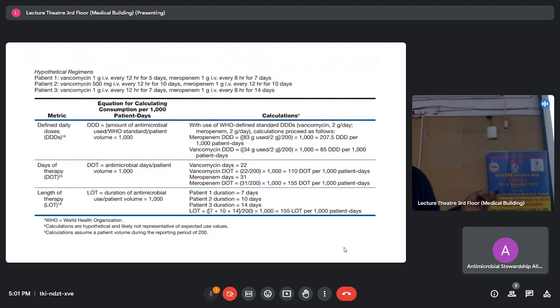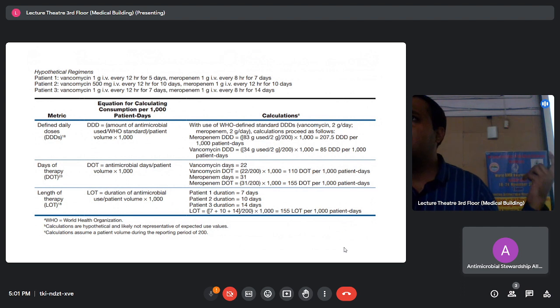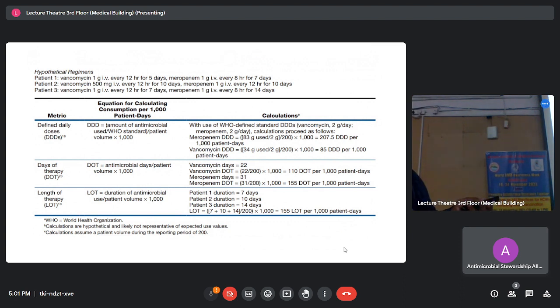So for meropenem it is 2 gram in this case, and that is divided by the patient volume. Now patient volume, as I said, you calculate the patient days as the number of beds into the occupancy index. That will give you the patient volume, which is multiplied by a factor of 1000, or it can be 100 also. Commonly we use 1000. So that will give you a value of 207.5 DDD per 1000 patient days.